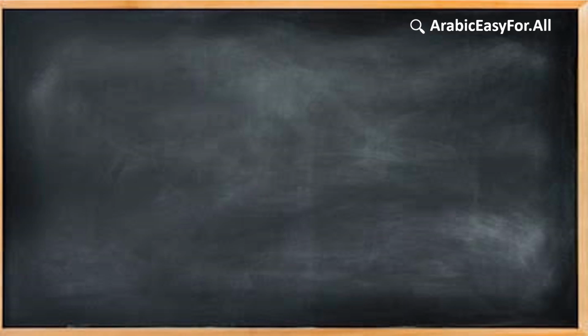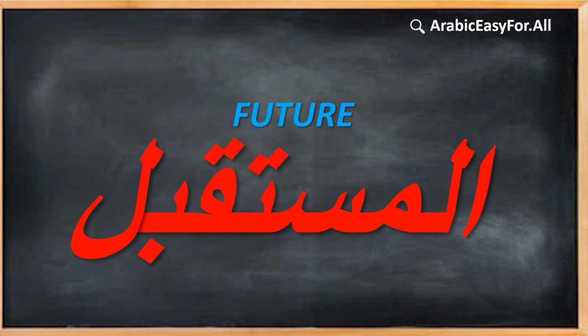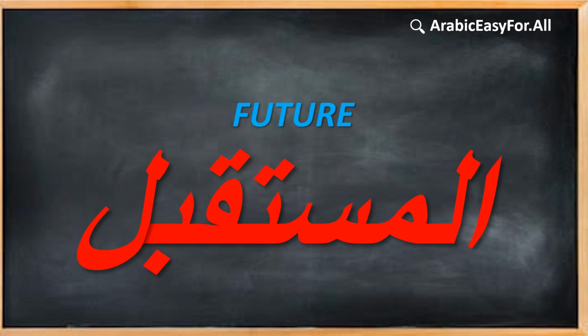In English, the simple future tense, as we all know, is used to talk about things that haven't happened yet, but will happen in the future. It is typically the same definition in Arabic that is called المستقبل, future.